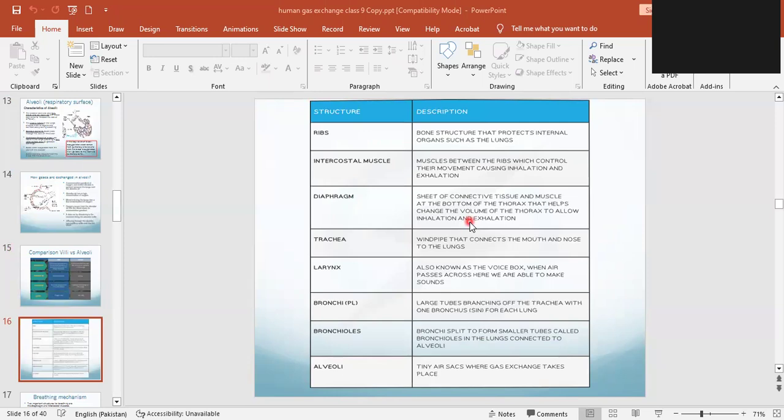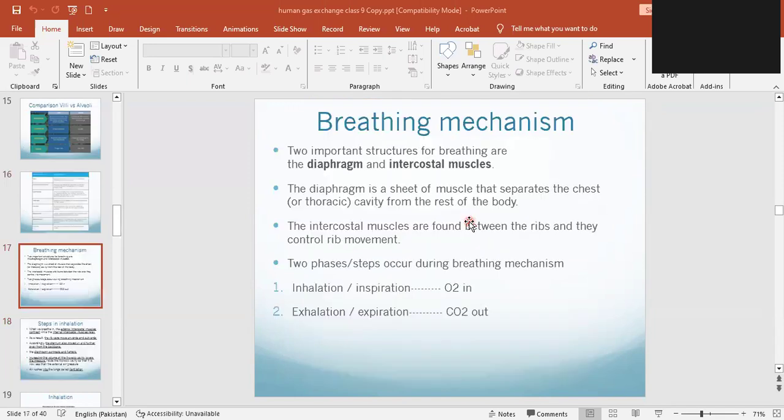Now these are some definitions or functions of those respiratory system parts. Now coming to the breathing mechanism, how breathing occurs. There are two steps: breathing in, inspiration, and exhalation. What happens in the inhalation? Oxygen goes in. What happens in the exhalation? Carbon dioxide goes out.